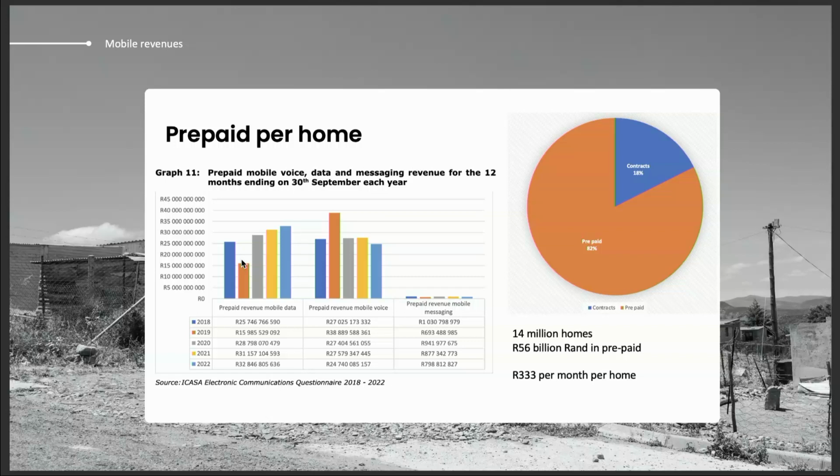And that is spread roughly across 14 million homes. There's 17 million homes in South Africa. Let's assume the top three would sign you up on contracts. And then the next 14 million homes are in this prepaid market. So if we just simply divide 56 billion by 14 million homes, the maths actually comes to 333 rand per month per home. That's how much revenue they're spending on mobile data as an average across the whole thing. So that's a very broad view of the sort of market pricing you can get out of these homes.